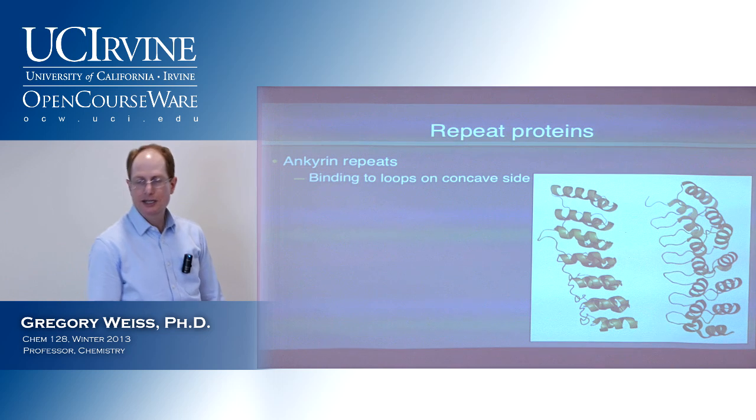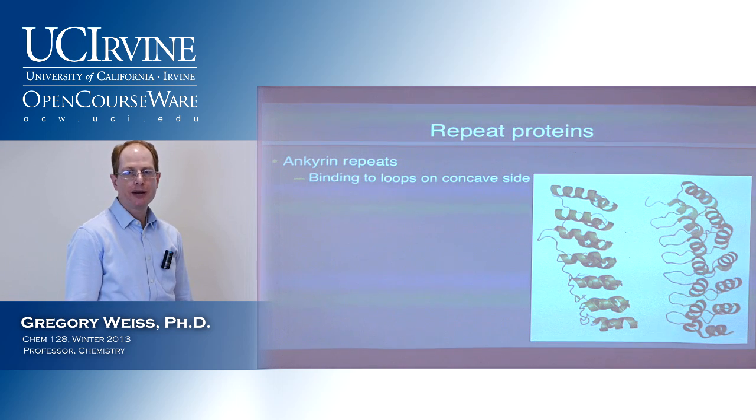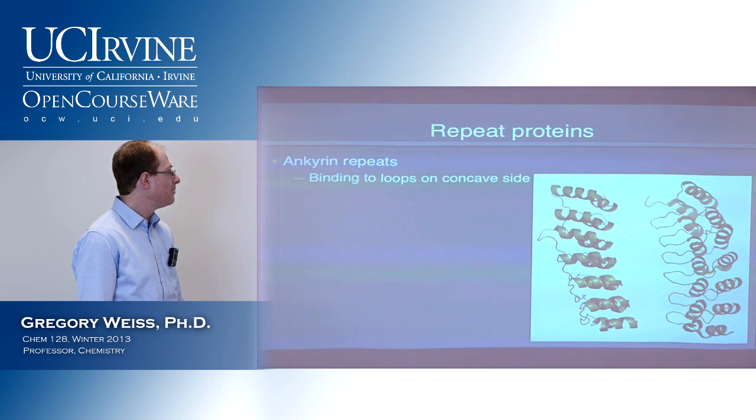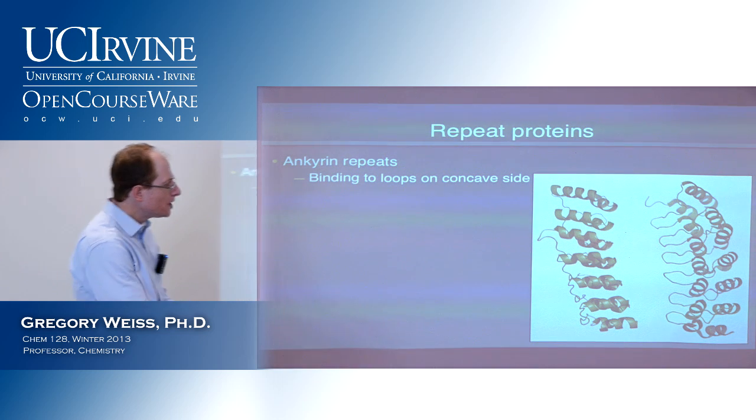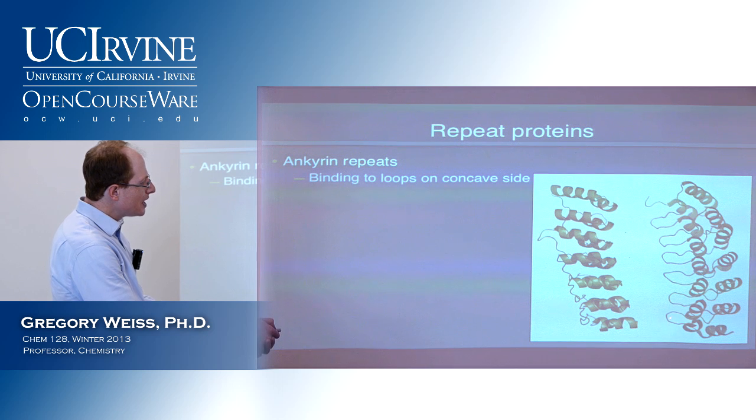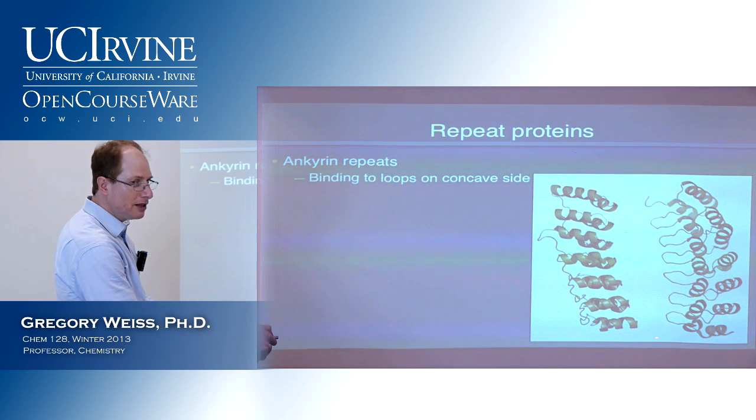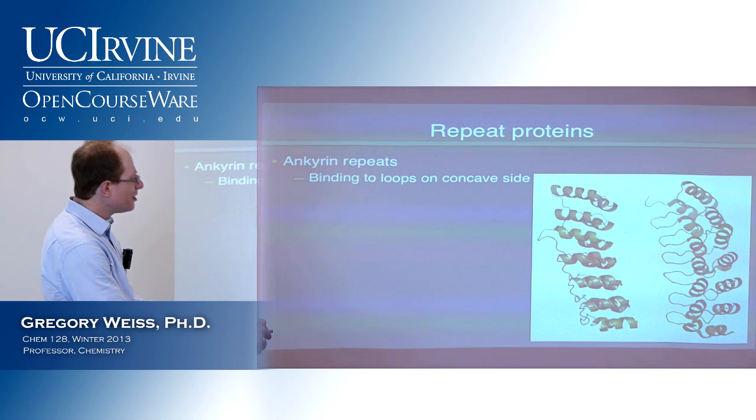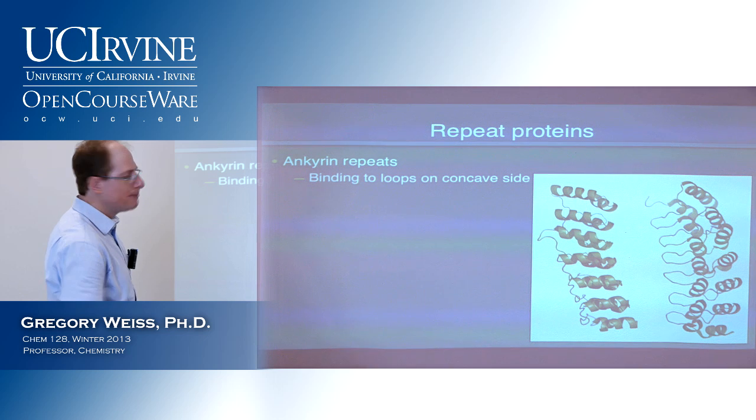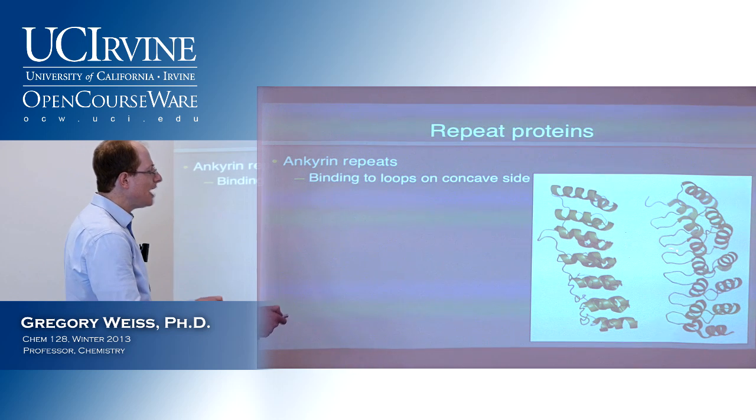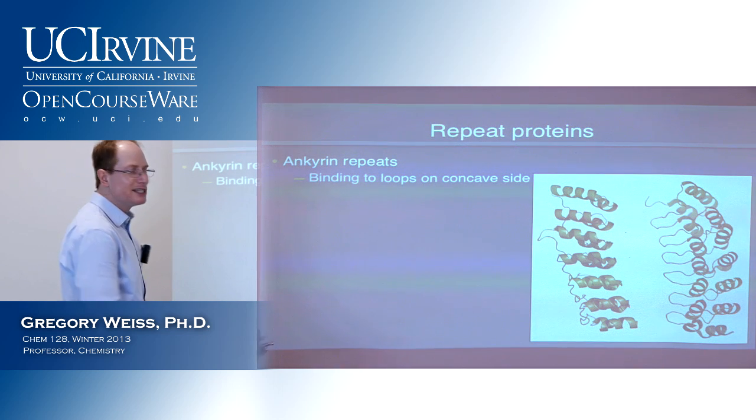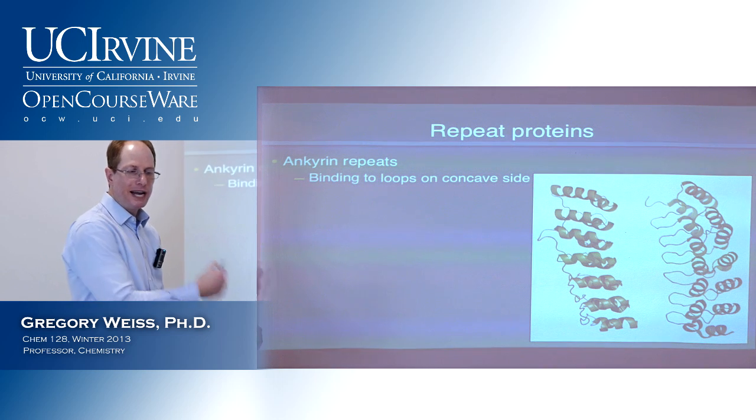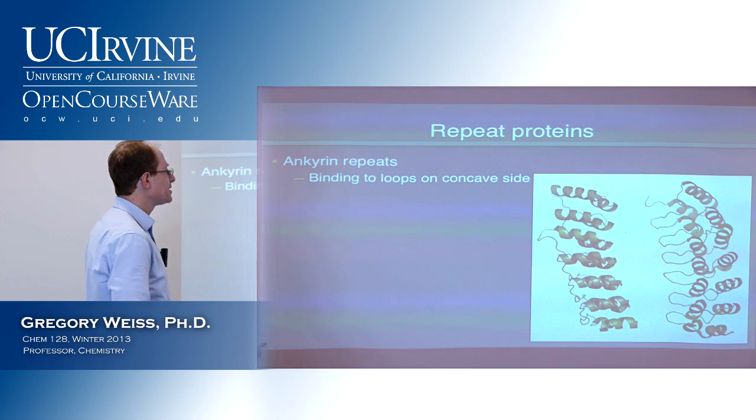Repeat proteins. So repeat proteins are another very common assembly of proteins. This is an example of an ankyrin repeat protein. Notice that it has 2 sides. The concave side has these loops, and wouldn't you know it, the loops turn out to be the key to this binding activity. This is a protein that's very versatile. It's used in many different contexts. And what happens is these loops are mutated to give a particular binding property that's then useful for the cell.